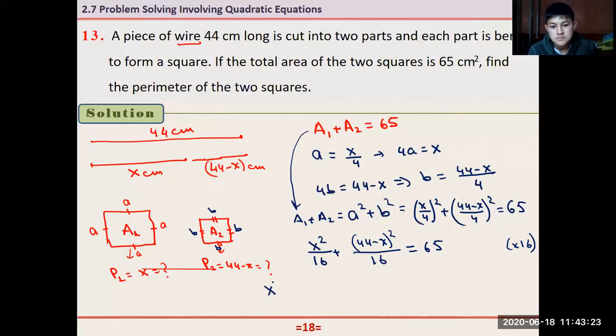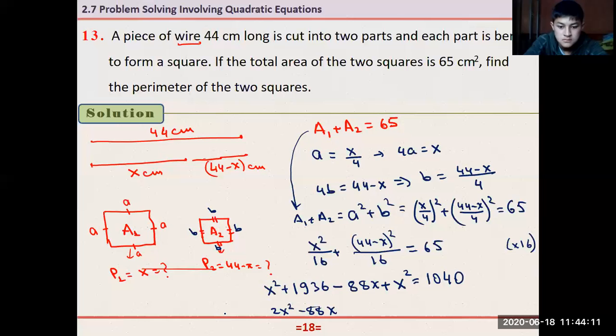What we have here is x squared plus, removing the brackets, what is 44 squared? 44 squared is 1936 minus 2 times 44 times x, it is 88x, plus x squared. On the right hand side, we have 65 times 16, right? So that is 1040. Okay, I multiply both sides by 16. Now, if you simplify this, what do I get here? x squared plus x squared, that is 2x squared minus 88x, and 1936 minus 1040 gives plus 896, equal to 0.